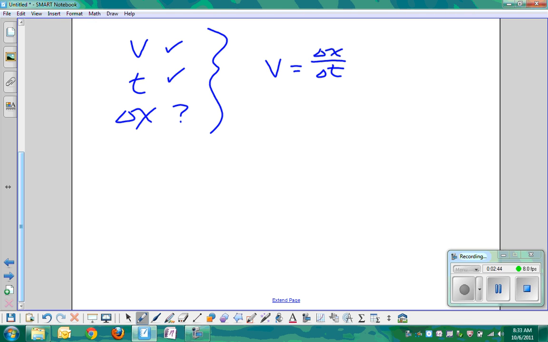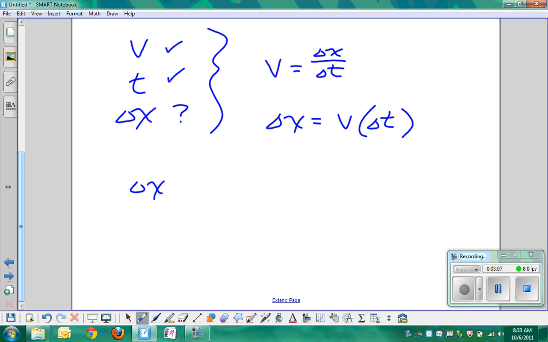Please do not put numbers in right now. Okay? Don't start writing in numbers and then rearranging and calling things that are not x. Don't do that. Rearrange it algebraically as given. So now, delta x is equal to, multiplying both sides by delta t, v times delta t. All right? Now, do we have this and this? Now we put numbers in.